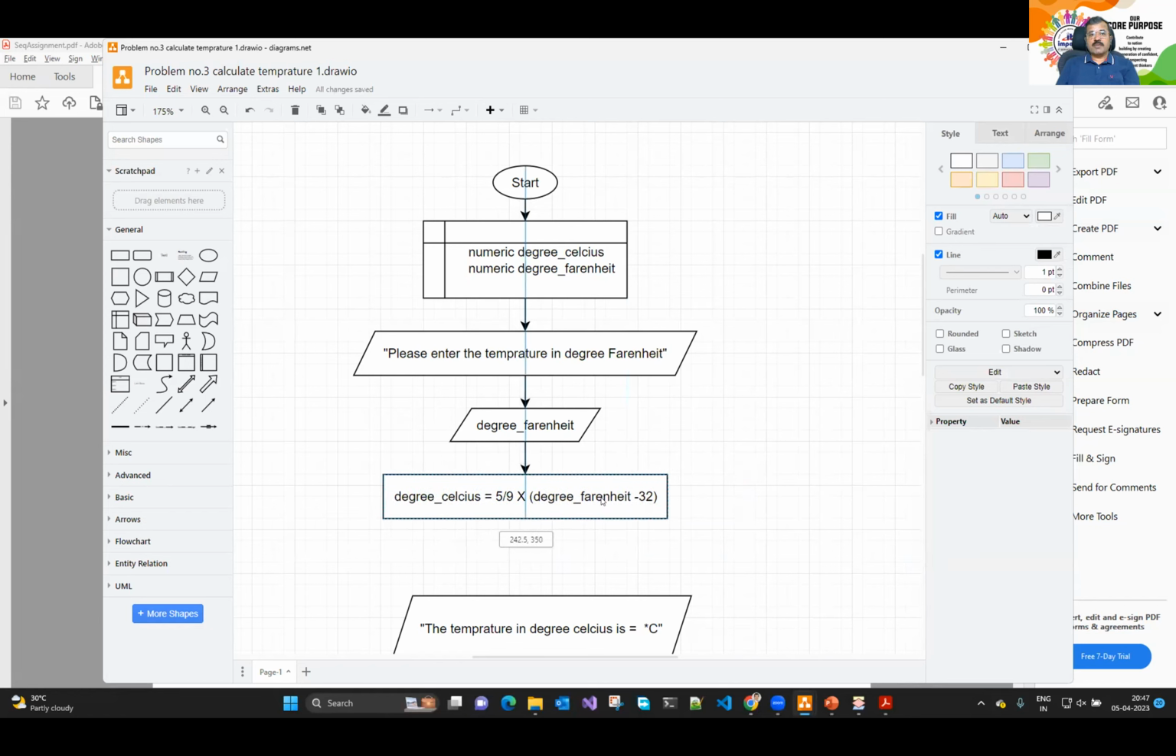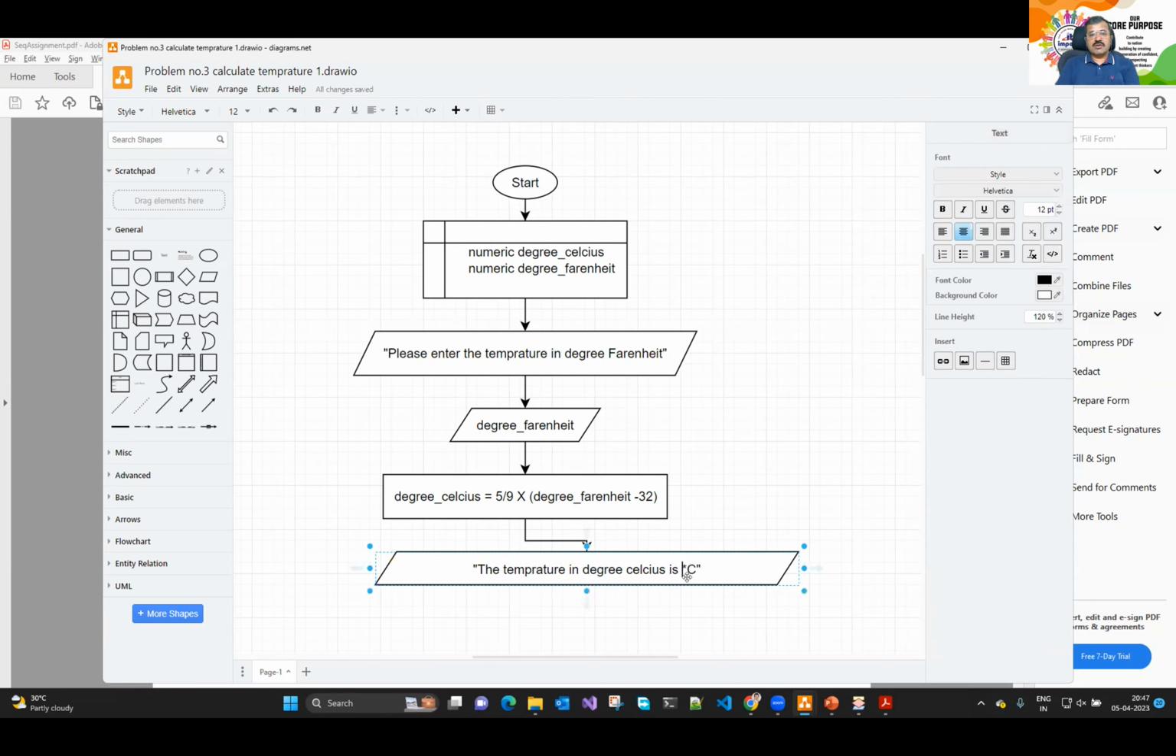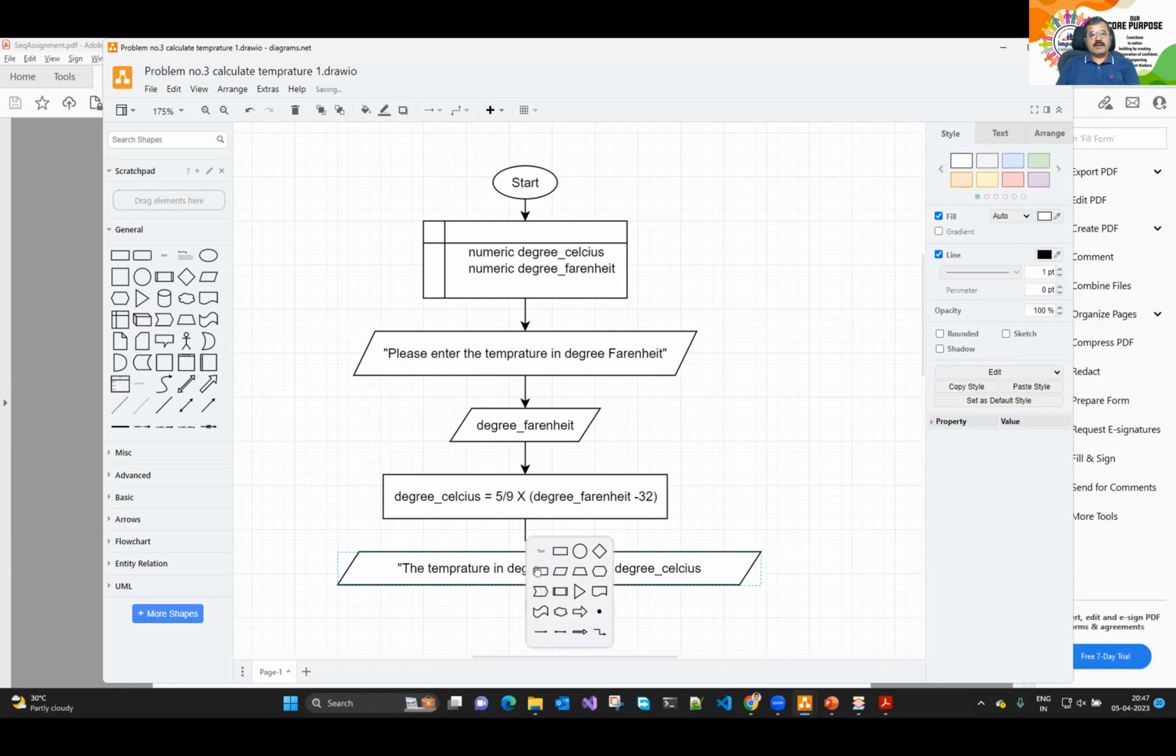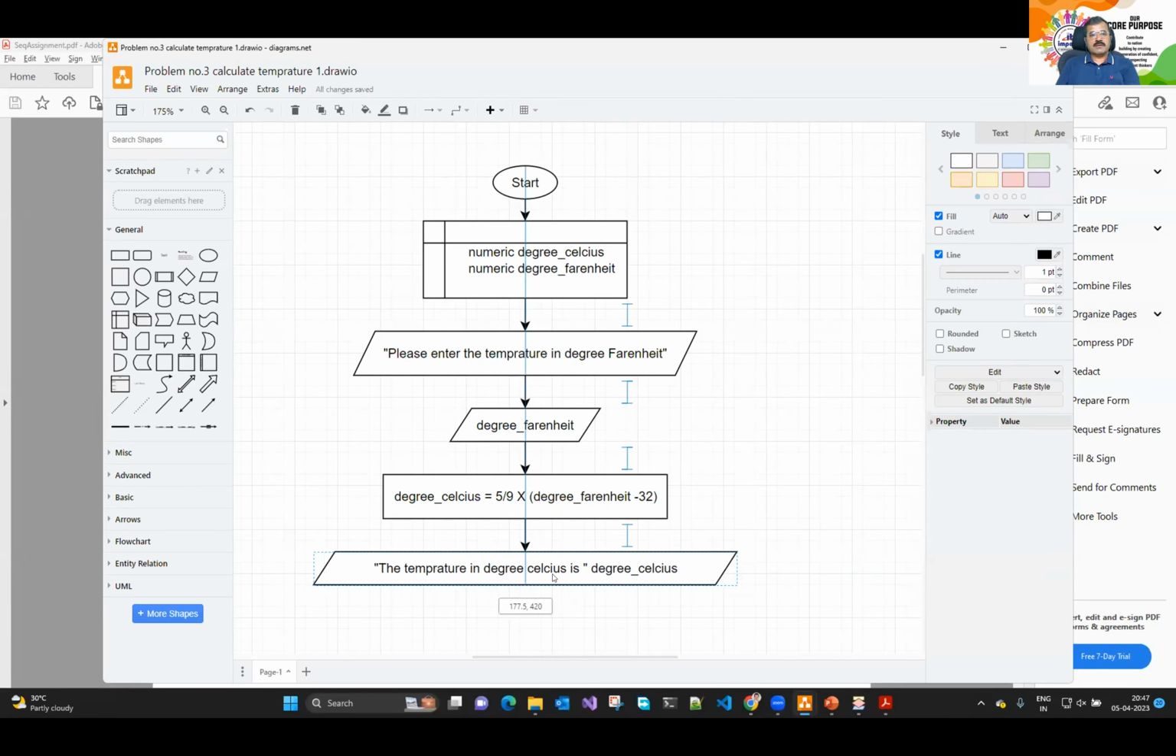Now that we have specified the operation, you get the answer in degree Celsius, and then that result, the answer in degree Celsius, is what we are supposed to display. So the temperature in degree Celsius is what? Where is the variable name? If you have calculated the temperature, you also have to display the result. It is not good enough by just saying is. We'll have to specify the variable name, degree Celsius, and that's what we have done.